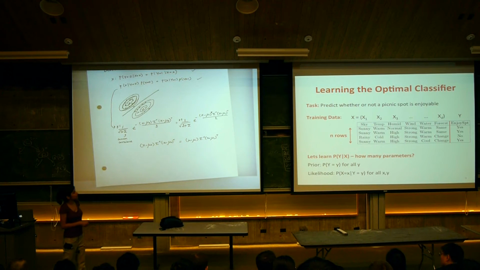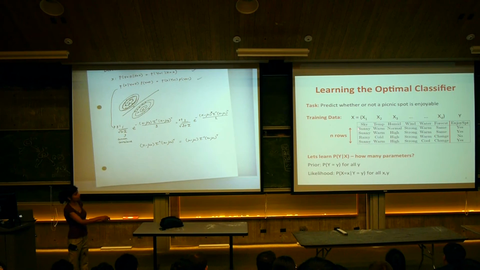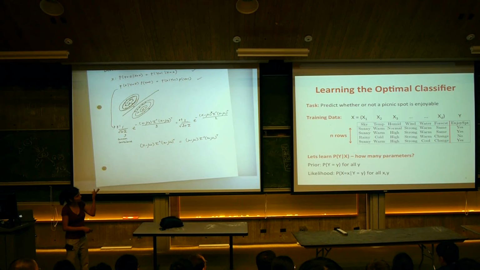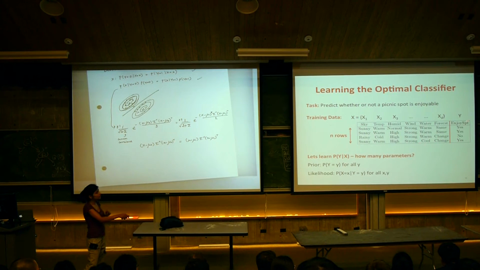So let's consider the task of predicting whether or not a picnic spot is enjoyable given different features. Here the features are like sky, what does it look like, sunny or rainy, temperature, warm or cold, humidity, normal, high, and so on. So we have 6 features, and they're all binary, as you can see, so they have just 2 values. Of course, some of them can take more, but for simplicity, let's say they can take 2 values. And your label is just whether you enjoyed the spot or not.